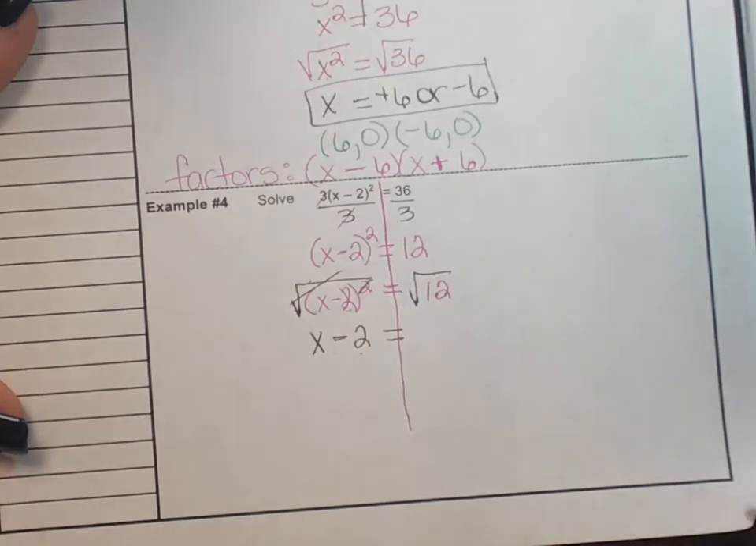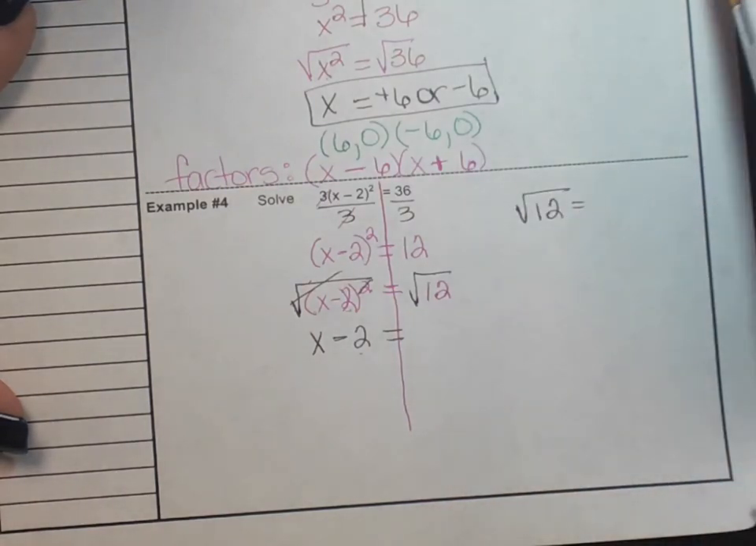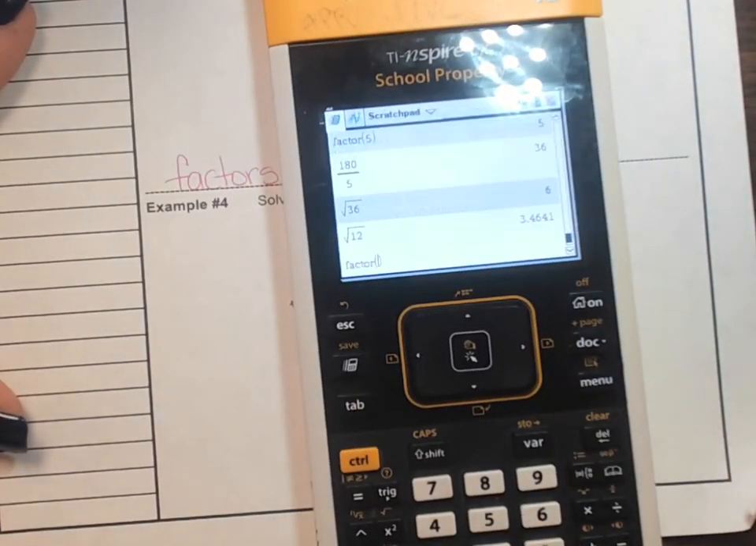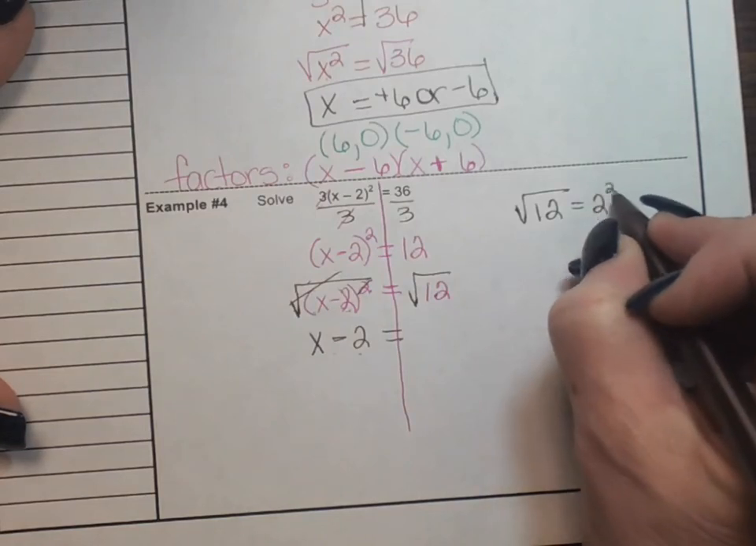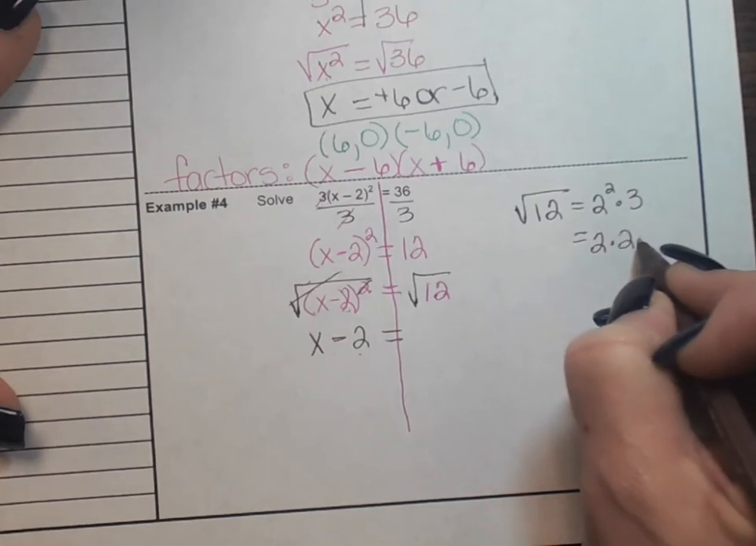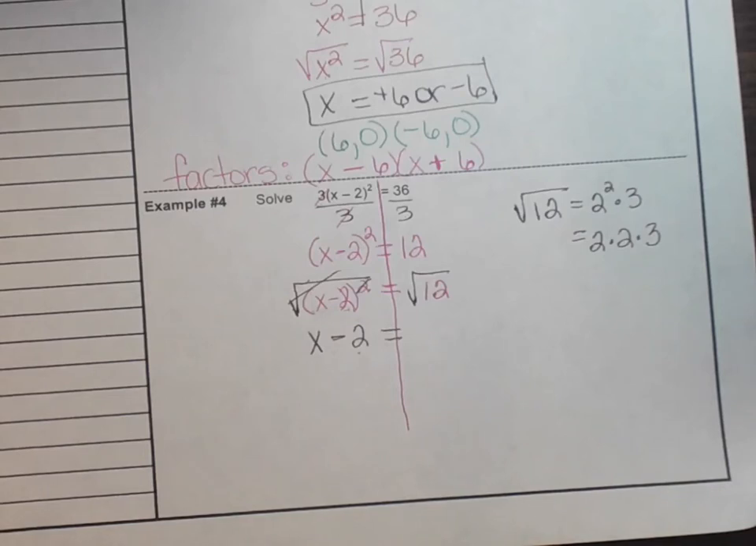So what we're going to have to do is come over here to the side and break this down. So again, you go to your calculator, you do menu, 2 for number, 3 for factor, and you type in 12. And it gives me 2 squared times 3. So what this means is 2 times 2 times 3. I'm sorry guys, the video went out for a while. It gives me 2 times 2 times 3.